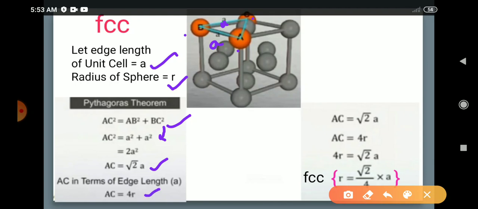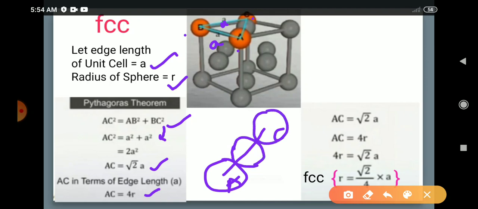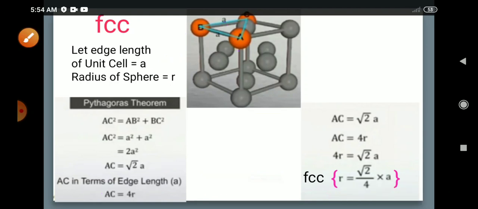But AC is equal to 4R. How is it 4R? I am making AC once again here, A and C. Look at the figure. There are 3 spheres on this line, and they are touching each other. This is the radius of this one, this is the whole diameter, that is 2R, and this is R. So the total AC length is equal to 4R. Now we equate these two ACs, so we get 4R is equal to root 2A. When we solve this, R is equal to root 2 by 4 into A. So this is the relation between the radius and the edge length in FCC.